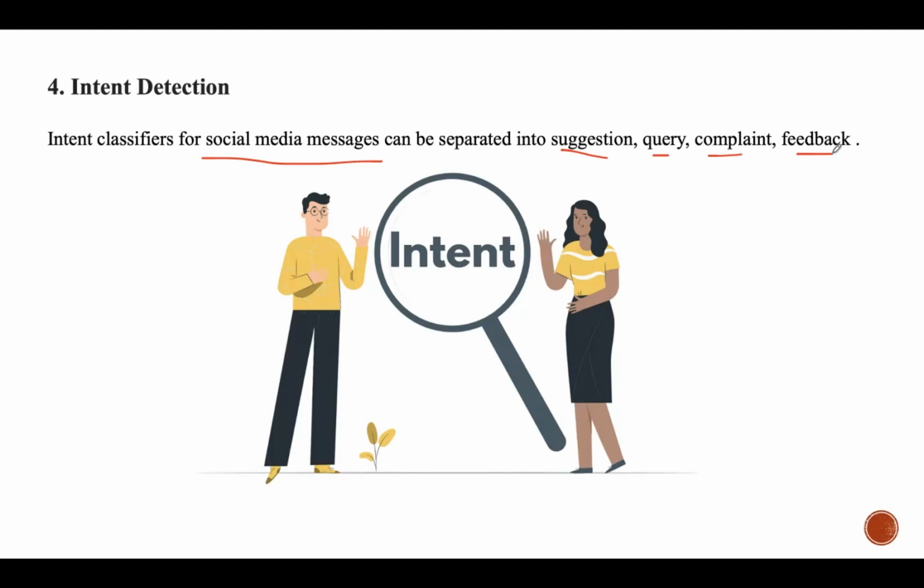So here, if you take social media messages, understanding the intention of the user is very important. Based on the message, the machine should understand whether the user is giving a suggestion to improve some features of the product, or whether he's asking a query, or whether he's complaining about features in the product which he purchased, or whether he is giving feedback. So this intent analysis examines all these things and classifies them into predetermined tags.